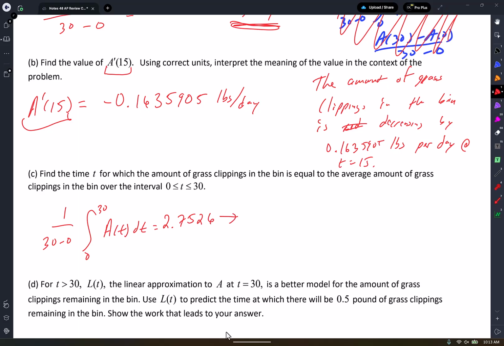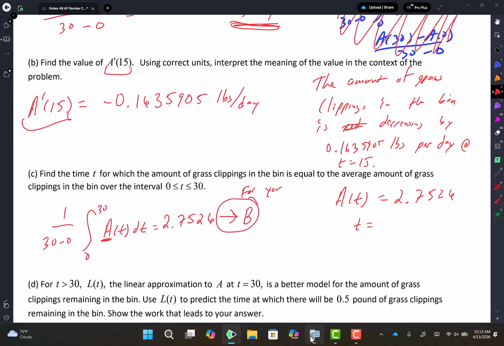I'm going to store that. I can't use the letter A because A already stands for something, so I'm going to store that to B. You don't have to tell them that; this is for you, for the notes. The problem says: find the time for which the amount of grass clippings in the bin is equal to the average amount of grass clippings. The amount of grass clippings is A of t, so A of t equals 2.7526, and then I give the time value that happens.